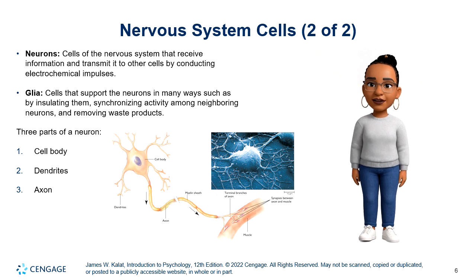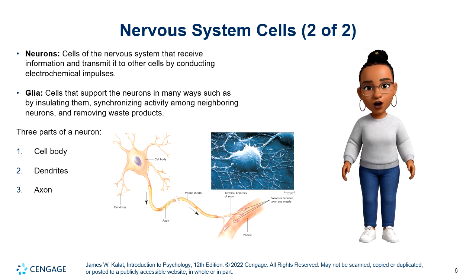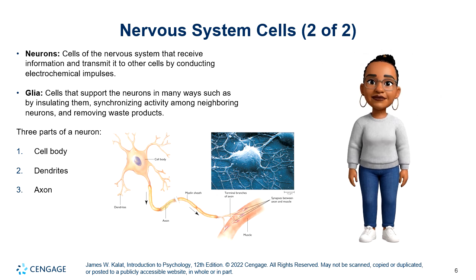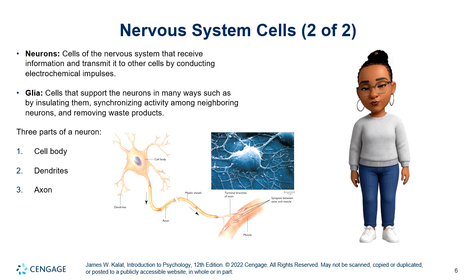Time to look at the pit stops, the nodes of Ranvier. Along the axon are tiny gaps in the myelin sheath called nodes of Ranvier. These act like turbo boosters, letting the signal jump down the axon more quickly. It's the neuron's way of using express shipping instead of snail mail.